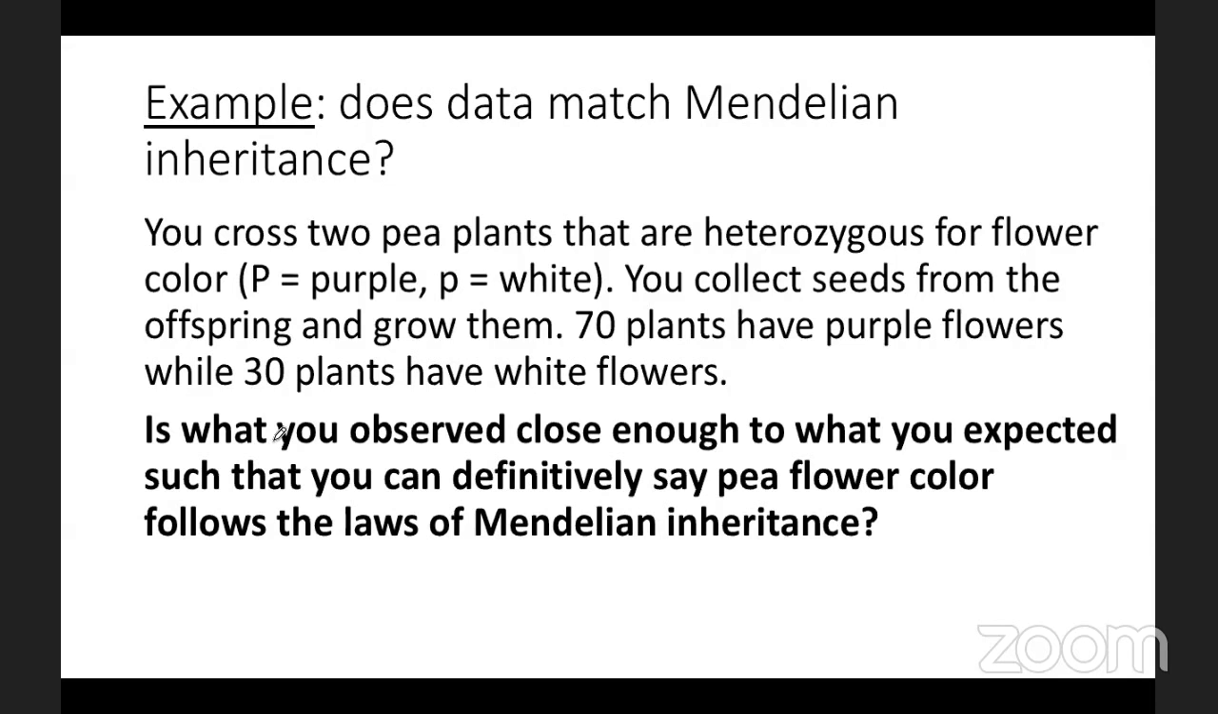So in this particular scenario, our question is, does the data match what we know about Mendelian inheritance? So the scenario is this: you're taking 2 plants that are heterozygous for flower color, where purple is dominant to white. You collect seeds from the offspring and you grow them, and you find that 70 plants have purple flowers while 30 plants have white flowers. And so the question is, does your observation of 70-30 match the expected Mendelian inheritance values?